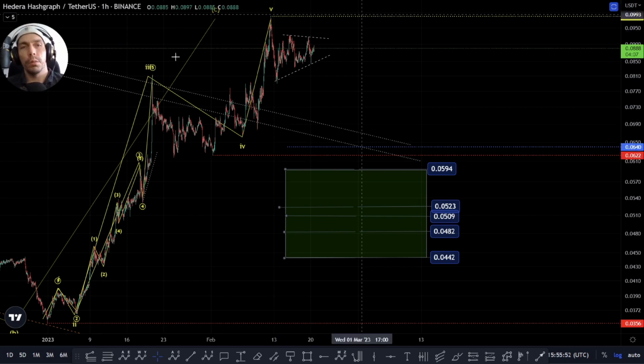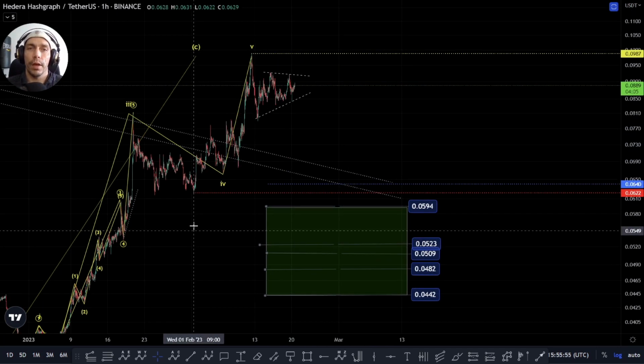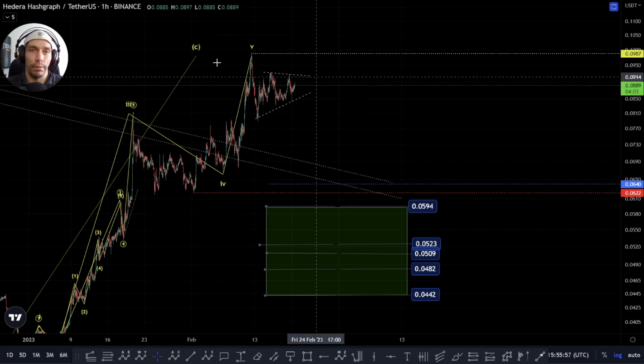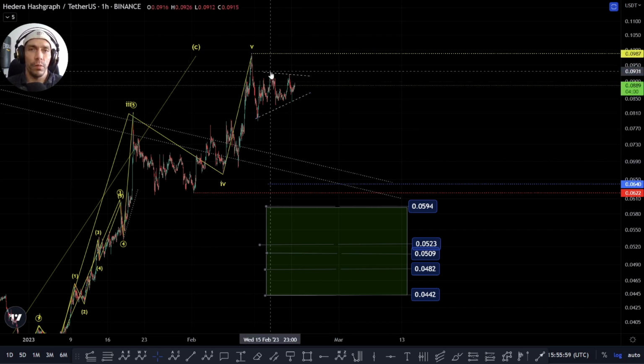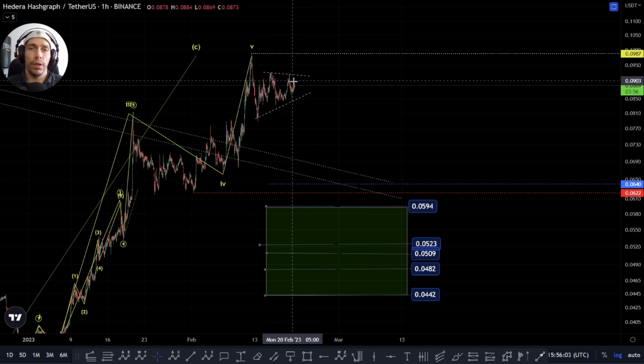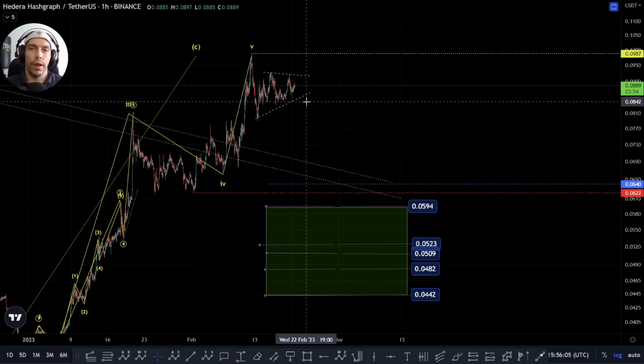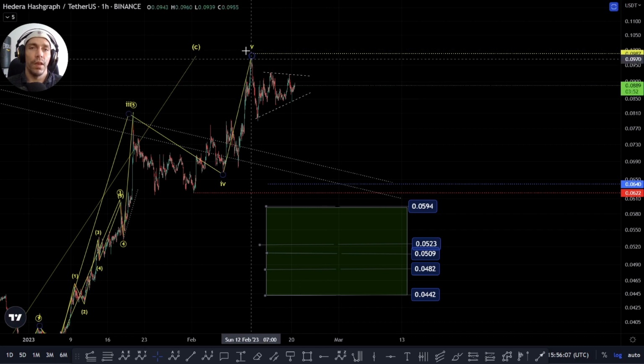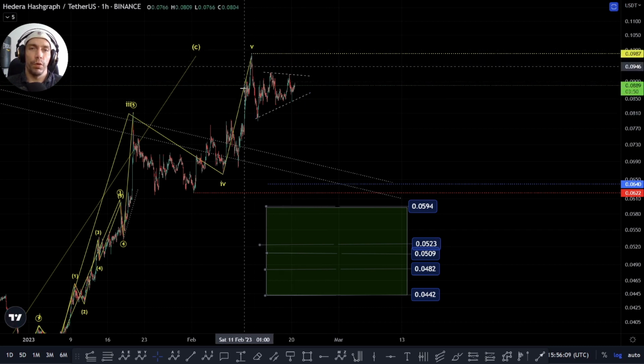Okay, so let's get into it. We were talking about a couple of options in the last video, and for the most part, none of them have really invalidated yet. We do seem to be coiling up here at the moment within this little bit of a range. So it'll be interesting to see whether this breaks to the upside or to the downside, because there is a potential we can count this both ways around.